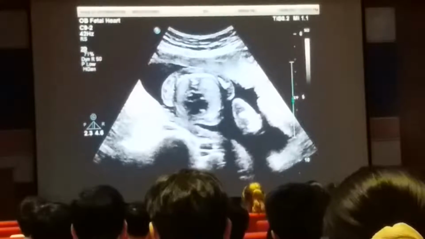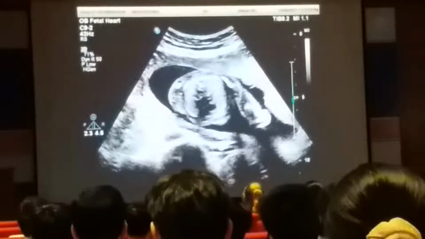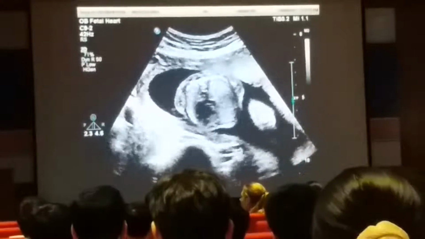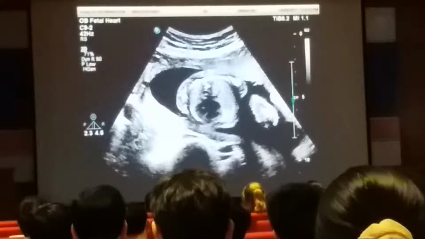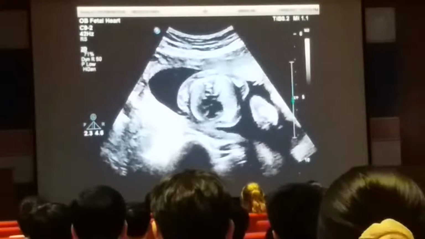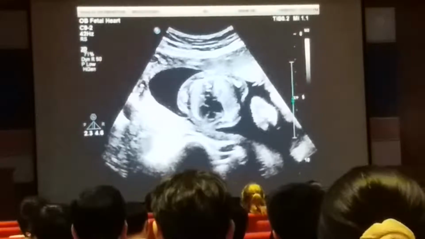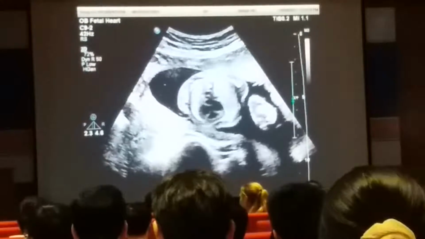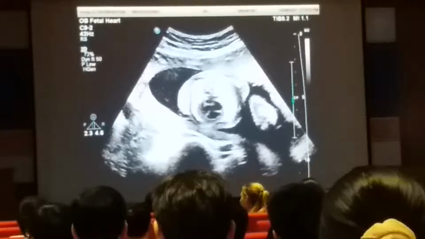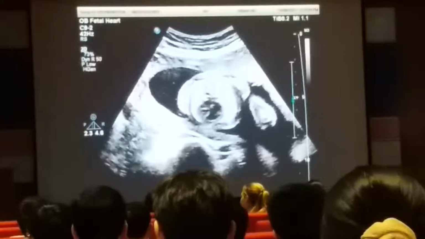Alright, so now we've got a beautiful picture. No, don't turn it around. It's not situs inversus. Okay, so now we're getting a four-chamber view, just like we saw in our specimen. We're getting really beautiful pictures here.